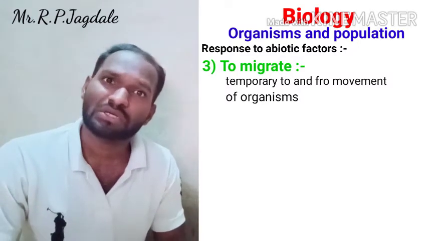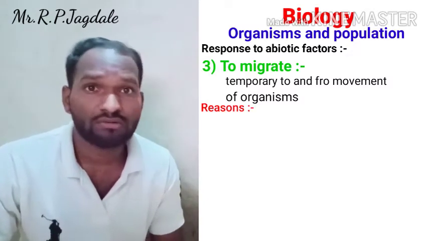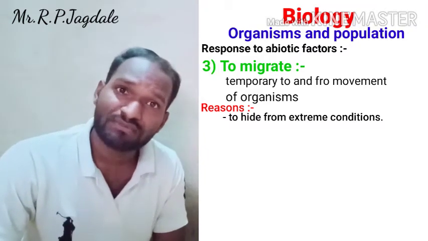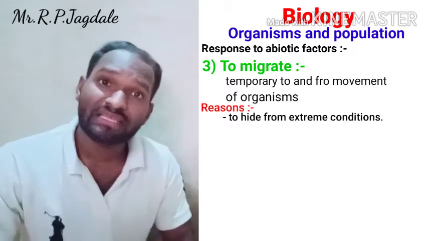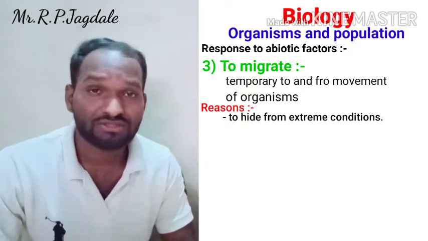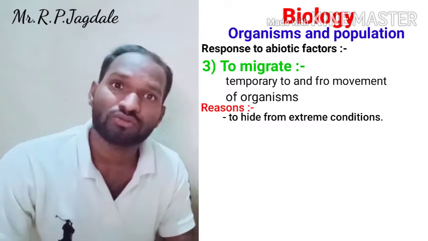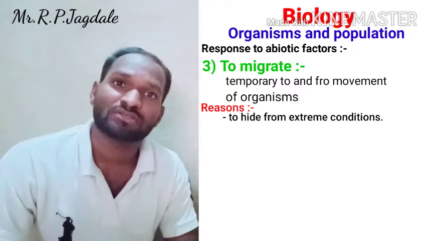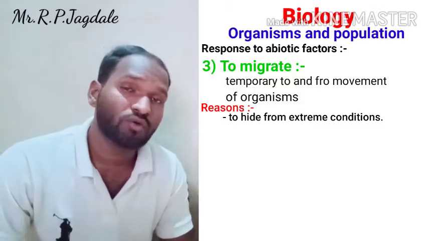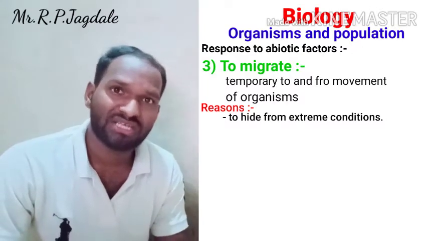Now migration is for various reasons. It may be to hide from extreme hot and cold conditions. Now here comes the temperature. There are some organisms which maintain their temperature constant. These are called thermoregulators. And there are some organisms which adjust according to the surrounding environment. These are called thermoconformers. So how are they going to regulate or conform? This is by migration and to suspend.